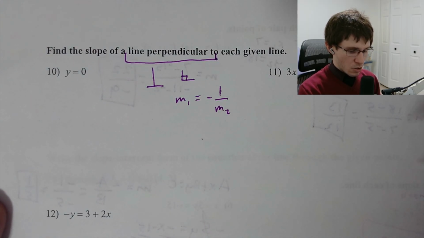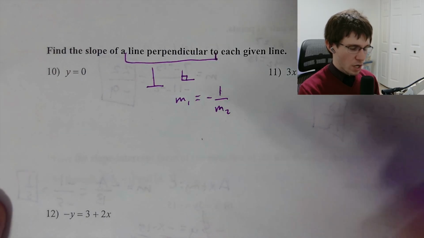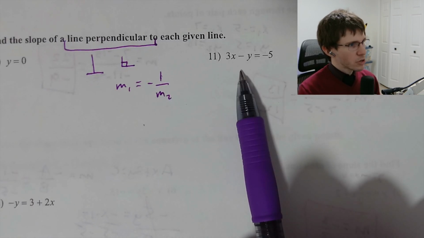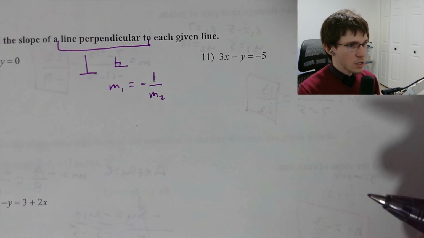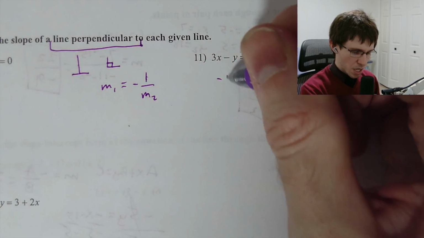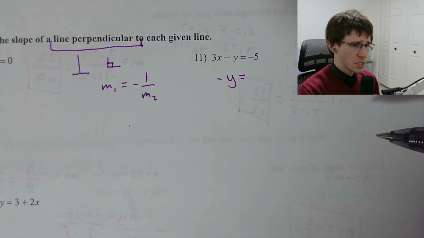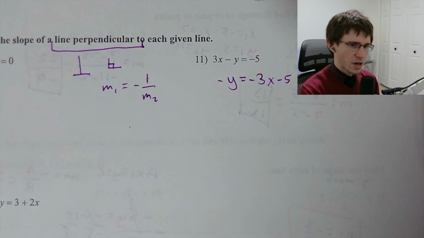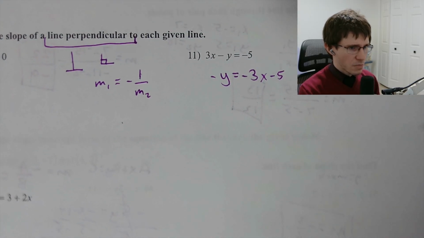So on questions like numbers 11 and 12, we're going to do those first because number 10 is a little different. On number 11, we need to first put it into that y equals mx plus b format. So same thing we've been doing on all the problems. Take that 3x, move it to the other side, make it a negative 3x minus the 5. We're going to multiply everything by negative 1.